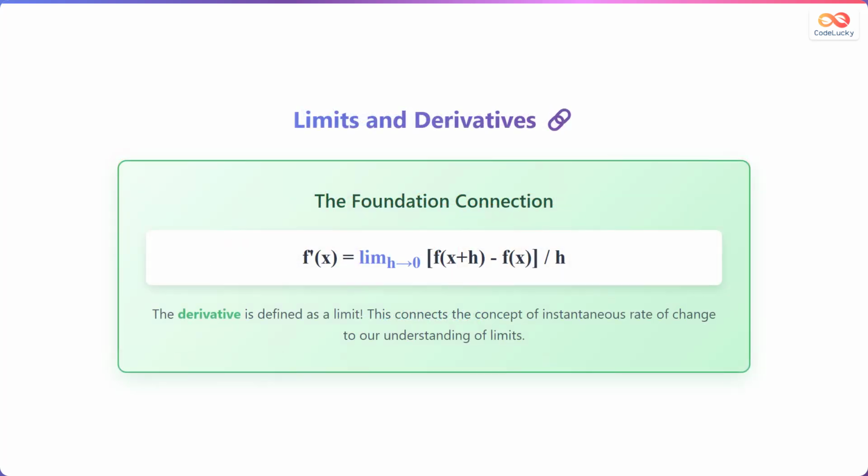Now let's see how limits are connected to derivatives. The derivative is defined as a limit. Here is the mathematical form. f prime of x equals limit of f of x plus h minus f of x, all divided by h, as h approaches 0. This connects the concept of instantaneous rate of change to our understanding of limits.